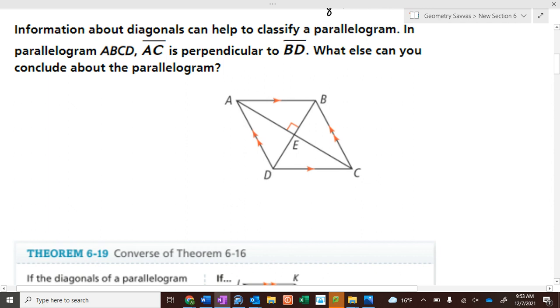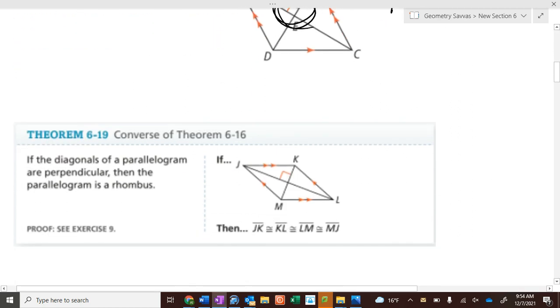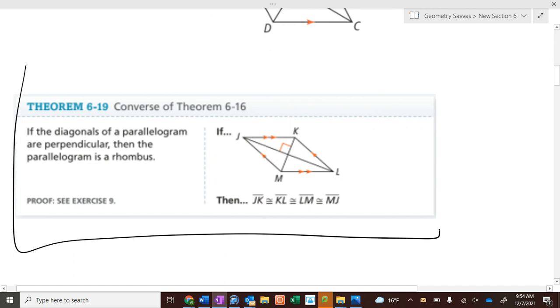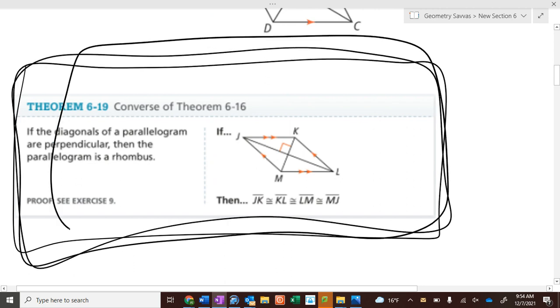Okay, this is a parallelogram. What type of parallelogram is it? Is it a rectangle, rhombus, or square? Why is it a rhombus? Because its diagonals are perpendicular. When the diagonals are perpendicular, it makes a rhombus. Okay? So, if the diagonals of a parallelogram are perpendicular, then that parallelogram is a rhombus.